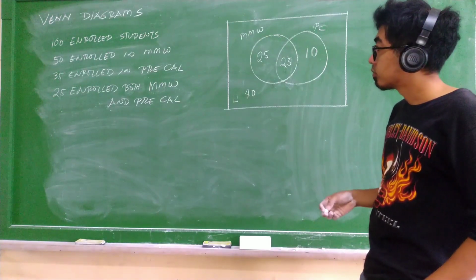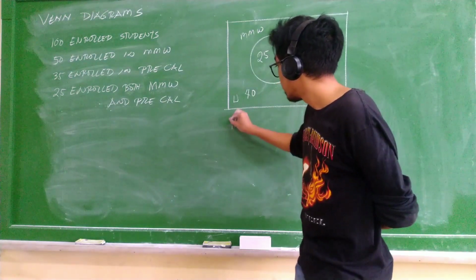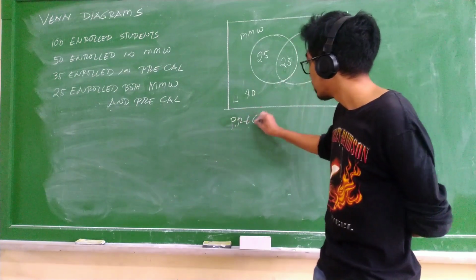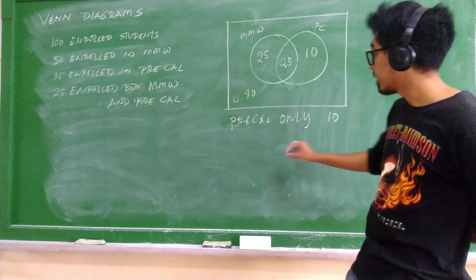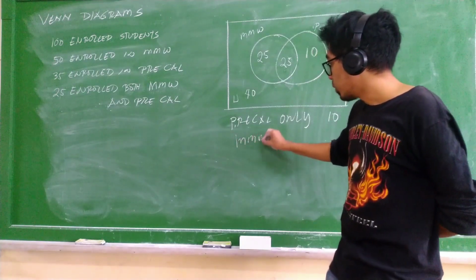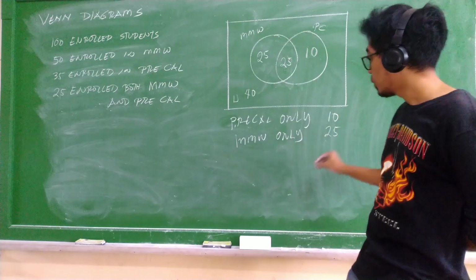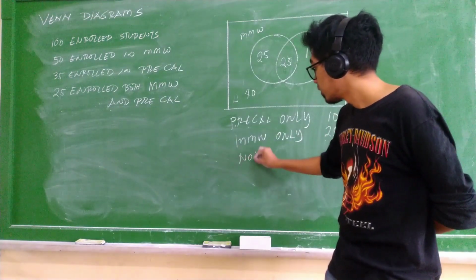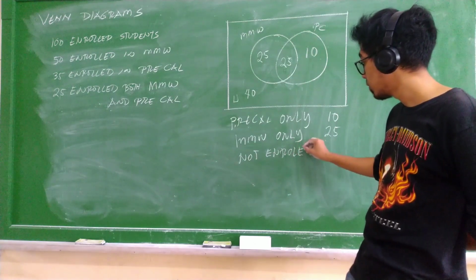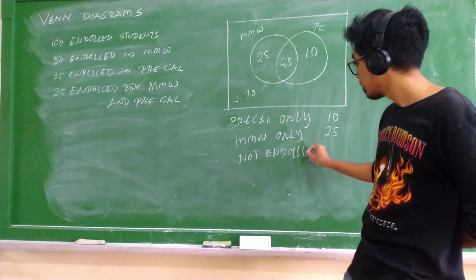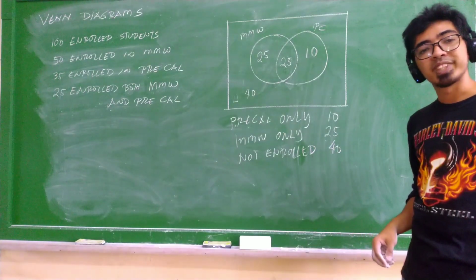Okay. So let's check the questions. Pre-cal only, we have 10. MMW only, we have 25. Not enrolled in any of the two, we have 40. Right? So that's it.